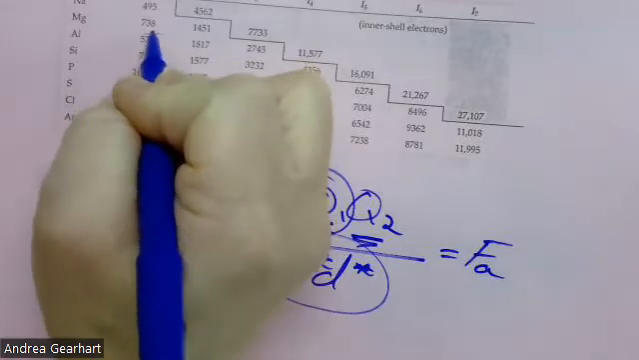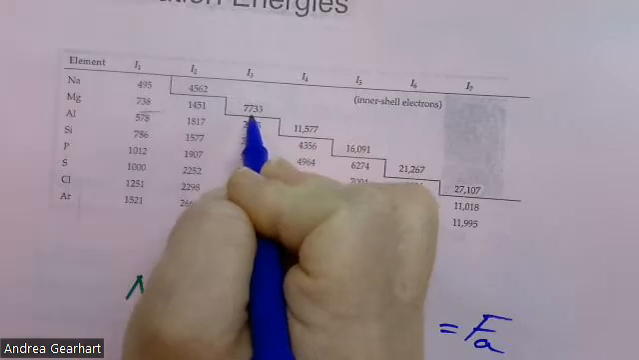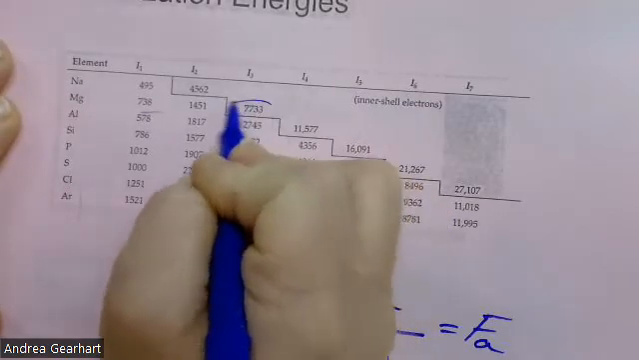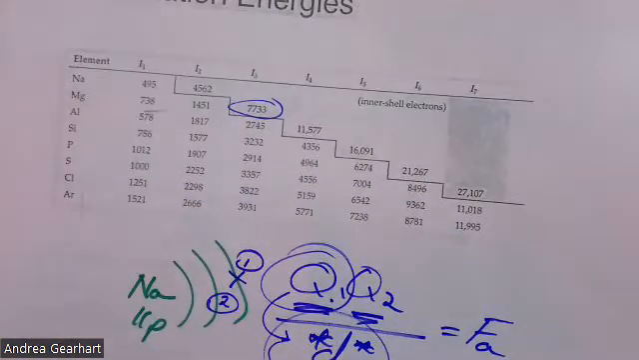Magnesium, okay, 738 to remove the first, 1451 to remove the second. Whoa! It's like a 7-fold increase, 6-fold increase. Why is the third ionization energy so much higher for magnesium? Go.